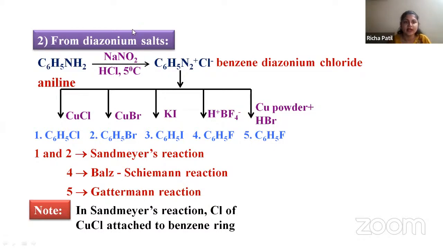So first is your Sandmeyer's reaction, with cuprous chloride and cuprous bromide. When benzene diazonium chloride is treated with HBF4, you get the Balz-Schiemann reaction, and with copper powder plus HBr, you get the Gattermann reaction. Remember these name reactions, very important.